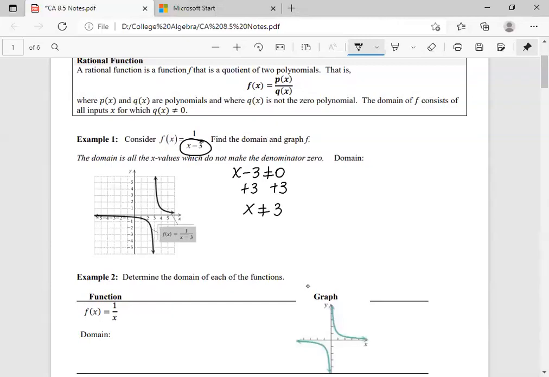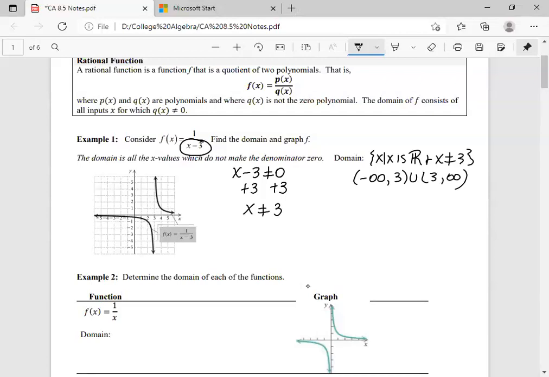So when we talk about our domain here, we would say all x's such that x is real and x is not 3. In interval notation, we would say we're good from negative infinity to 3, and then we're good from 3 to infinity. So something happens there at 3 that causes us a problem.